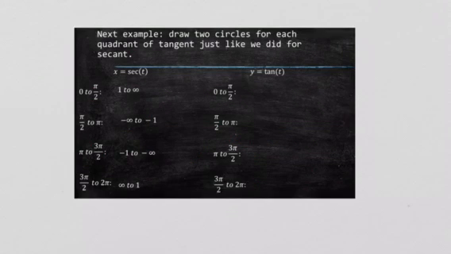Okay, so we just went through the exercise of showing that x goes from 1 to infinity, negative infinity to negative 1, negative 1 to negative infinity, and infinity to 1. So we need to do something similar with tangent. So I want you to draw the circles to show what is happening to tangent as it goes from 0 to pi over 2, pi over 2 to pi, pi to 3 pi over 2, and 3 pi over 2 to 2 pi.